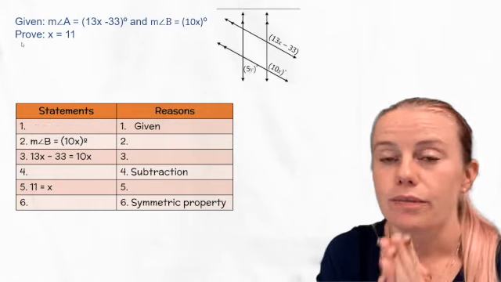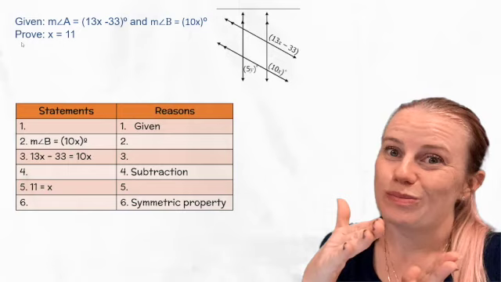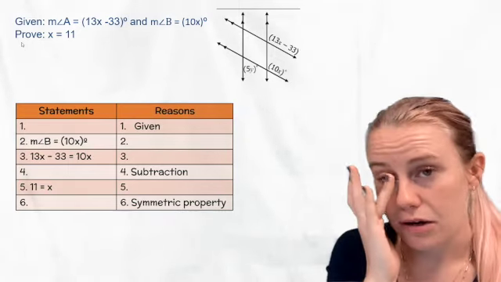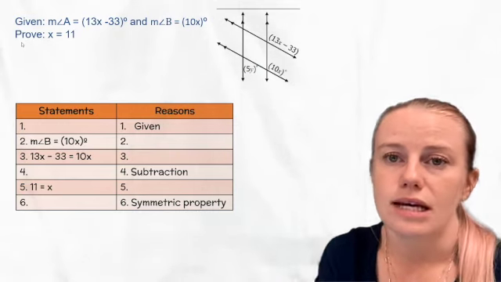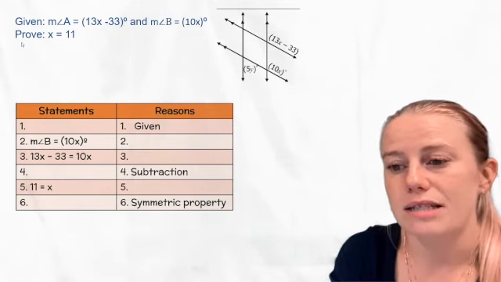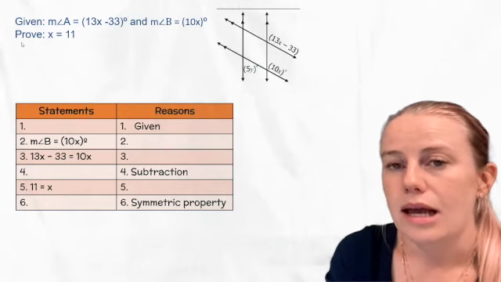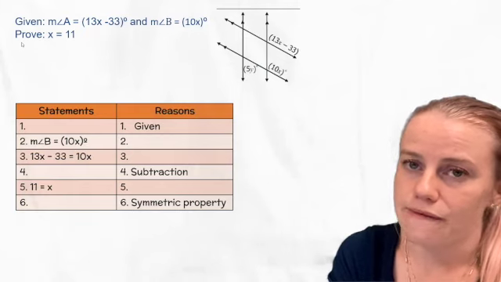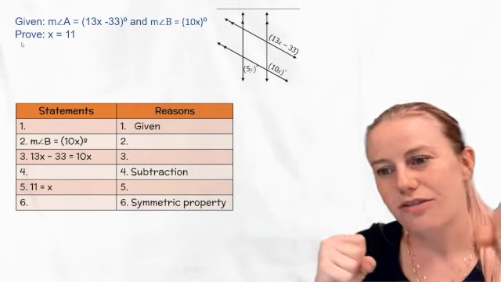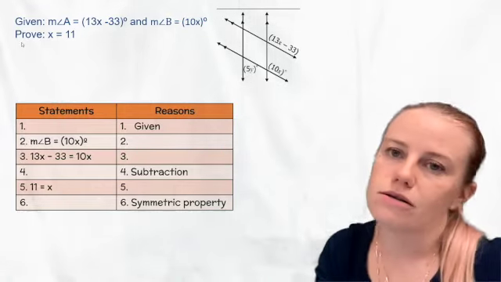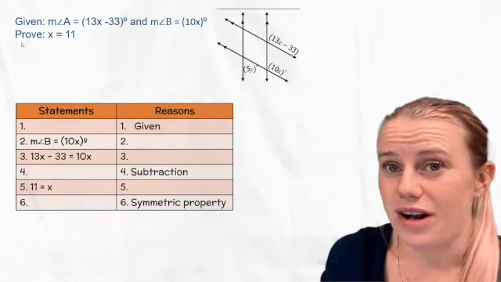So let's get started. We have this picture of two parallel lines cut by two parallel lines that are transversals. We're given that this angle A over here is 13x minus 33, and angle B is 10x. We're asked to prove x equals 11. So we can use all of our knowledge from parallel lines, angles, and transversals to figure out how to solve for x.